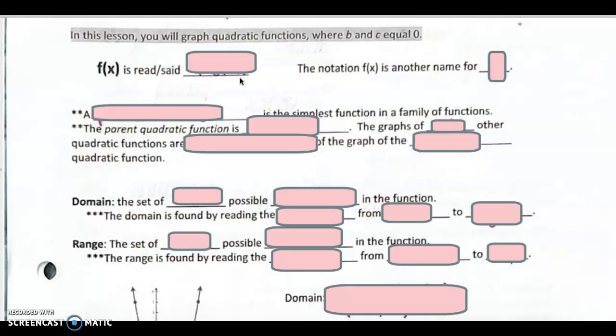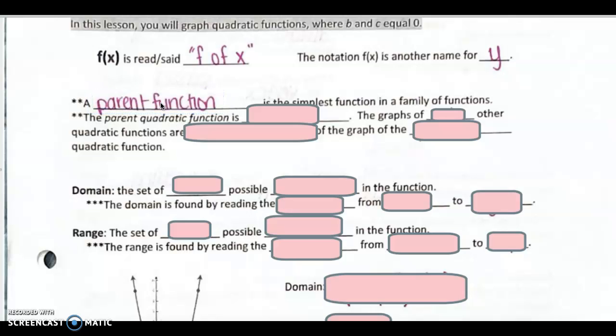Okay, so it says, in this lesson, we'll graph quadratic functions where b and c equal 0. So the function is just like ax squared, or like 2x squared, 4x squared, something like that. And that is read as f of x, which we should remember. And the notation f of x is another name for y. So they mean the same thing.